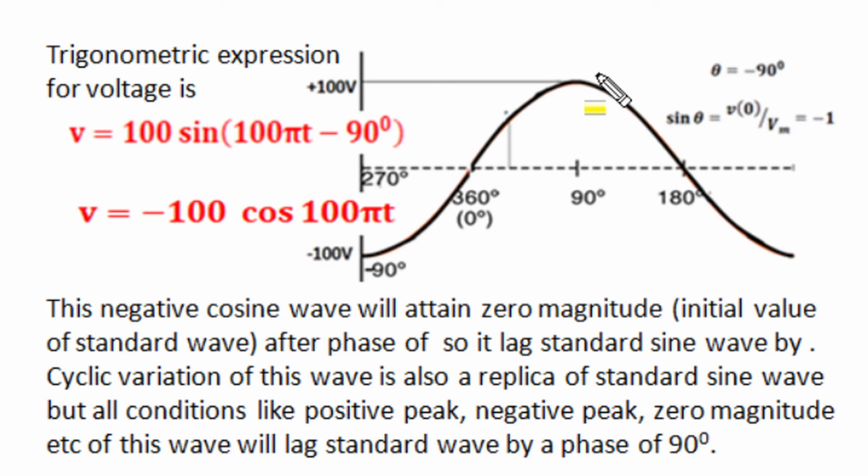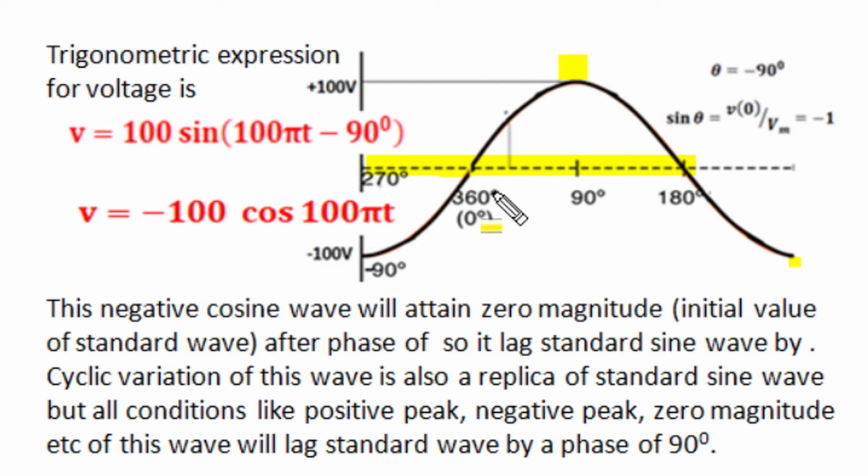So this sinusoidal voltage variation lags the standard sinusoidal voltage wave by 90 degree, and all conditions of this wave, like the negative to positive zero cross, or positive peak, or positive to negative zero cross, or negative peak, will occur at an angular argument 90 degree after that of the standard wave.